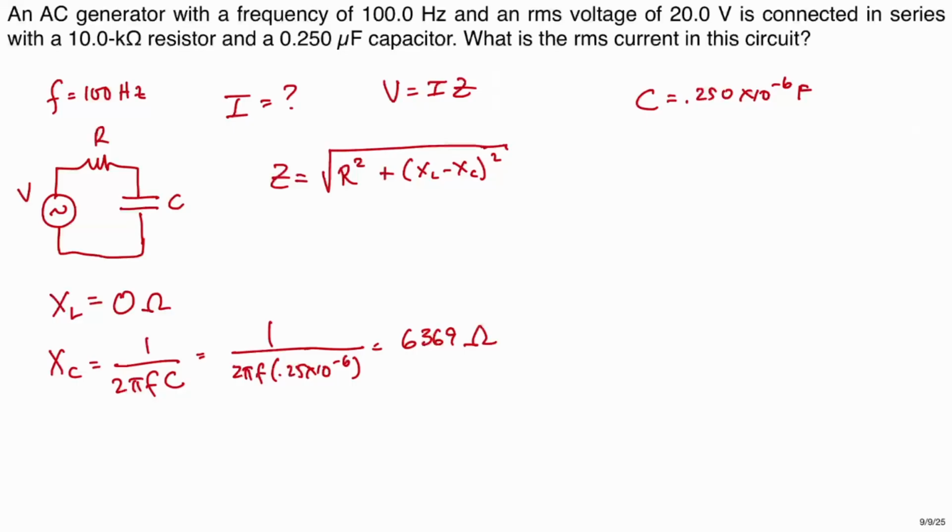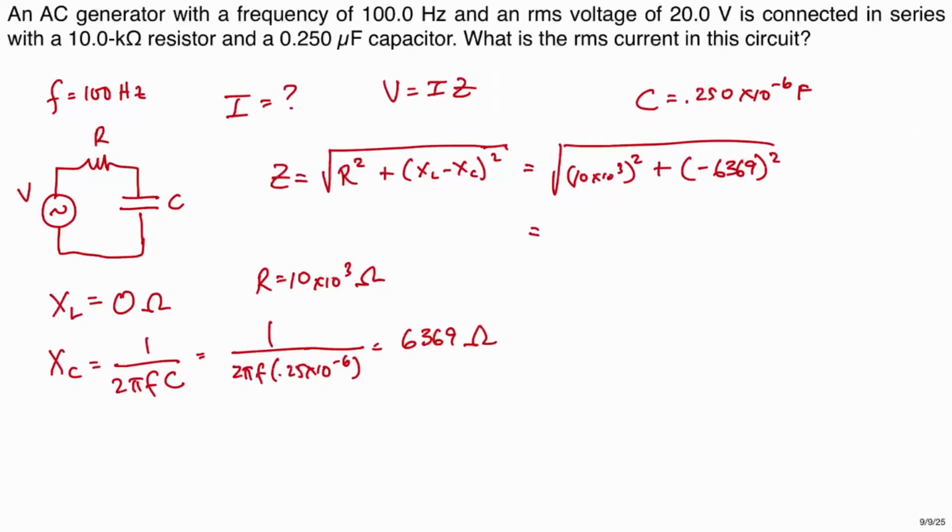All right, and we know the resistance. They told us 10 kilo ohms. And what do we write down for kilo? 10 to the third, or 10,000 ohms. Okay, so now we've got our numbers, we can go find our impedance. This is going to be 10 times 10 to the 3 squared plus 6,369 squared. You can put the negative sign in there if you want; it will go away because of the square. And when I did that, I got 11,856 ohms. That's my impedance. That's my equivalent resistance for this circuit.